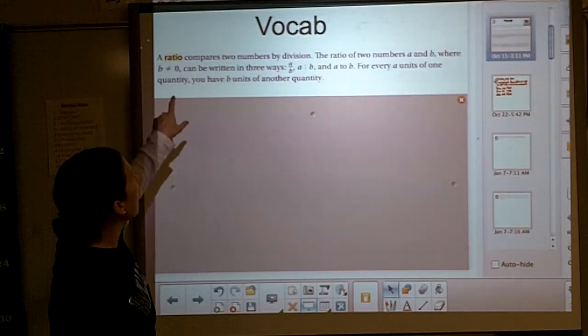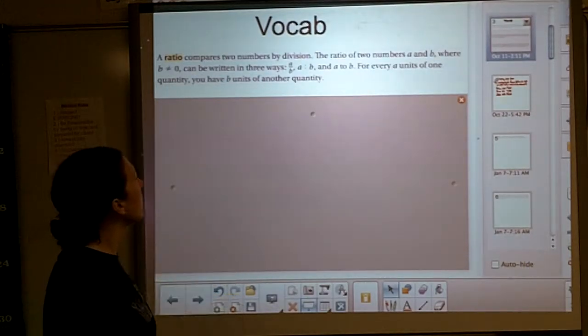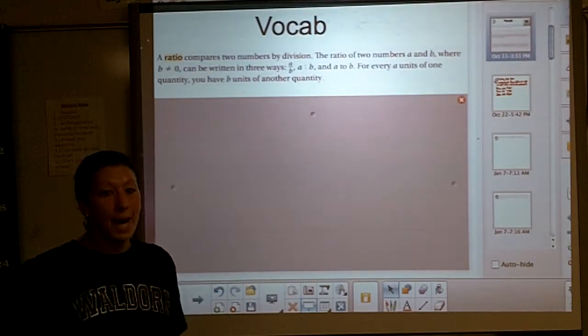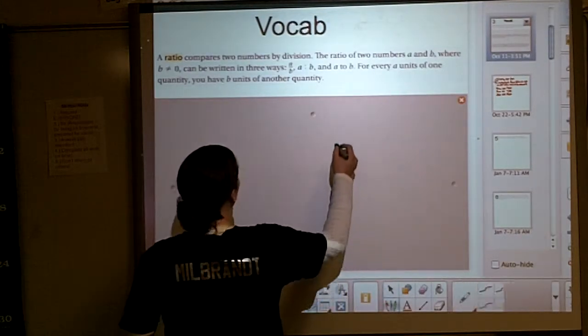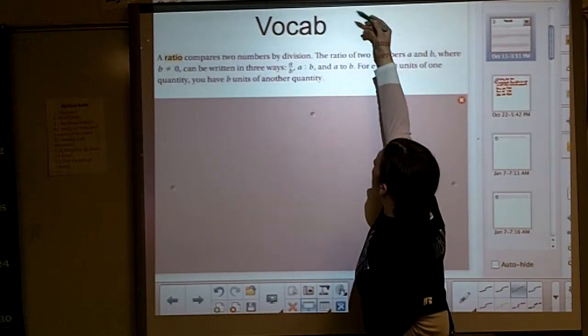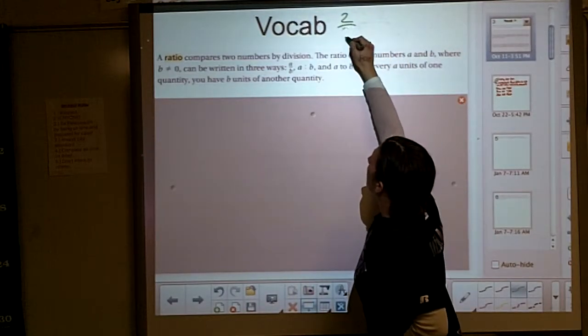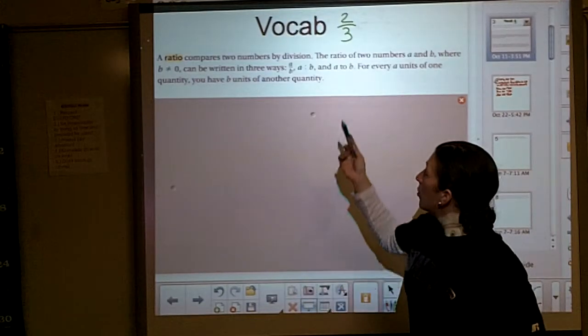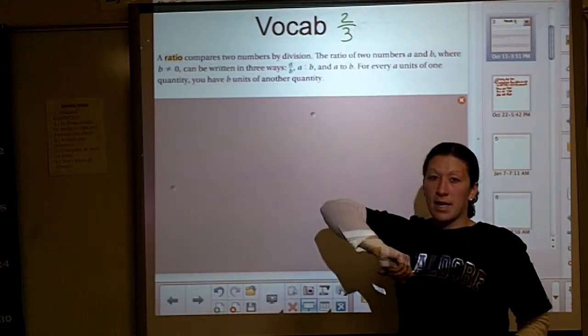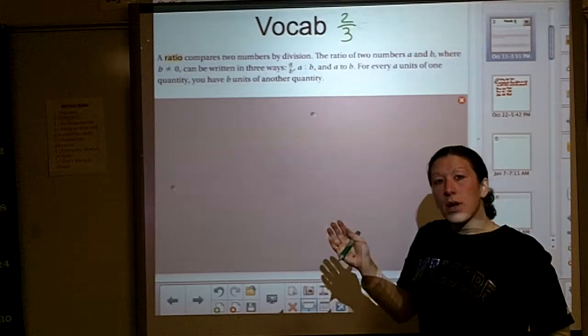The first one is a ratio. A ratio compares two numbers by division. Now most of the time we show division as a fraction bar. So 2/3 is actually what we call a ratio. It's comparing two numbers, a 2 and a 3, by division. There are other ways to write a ratio as well.